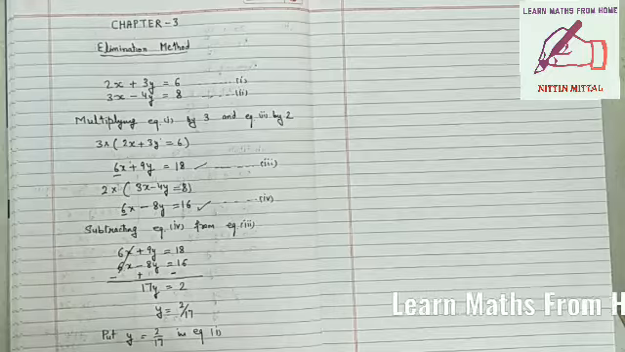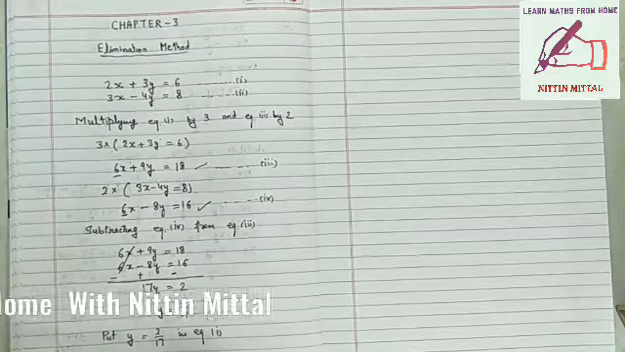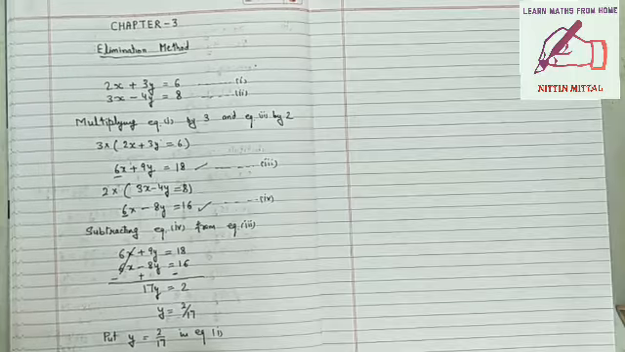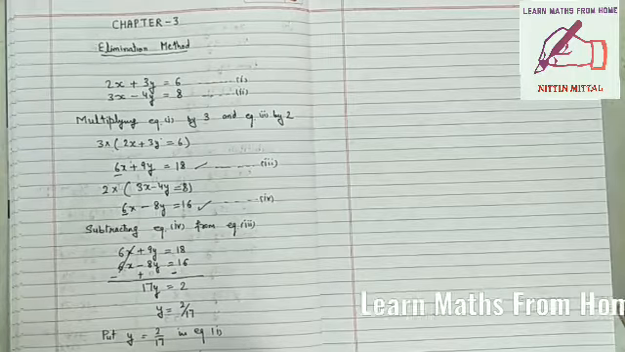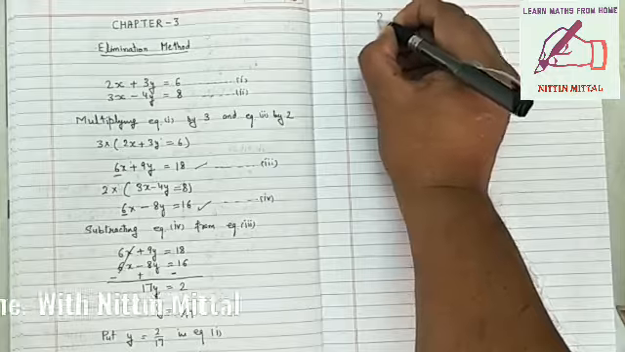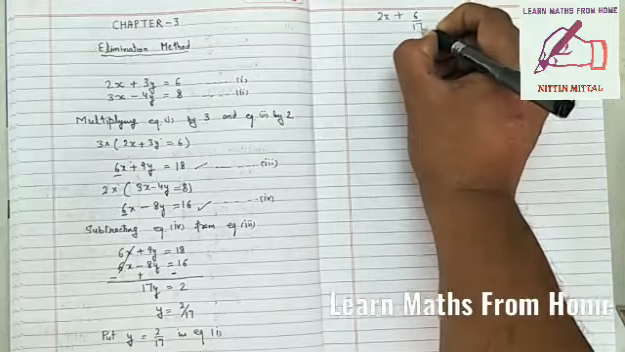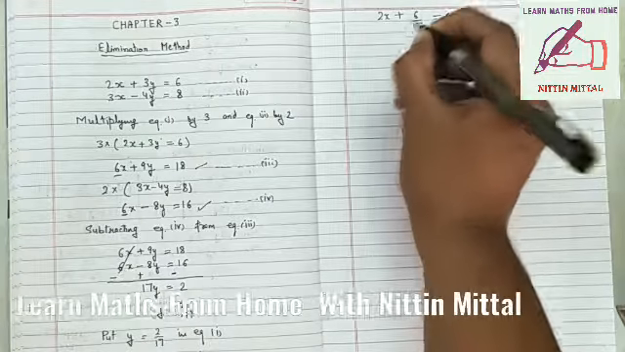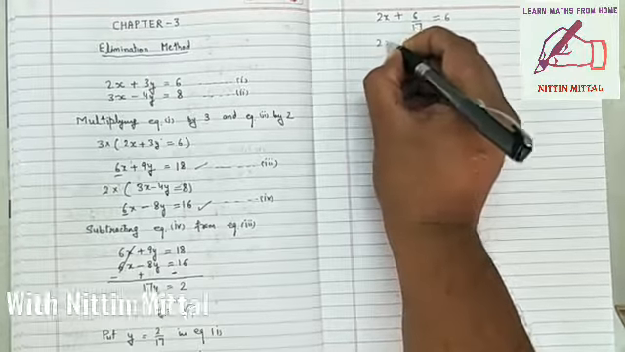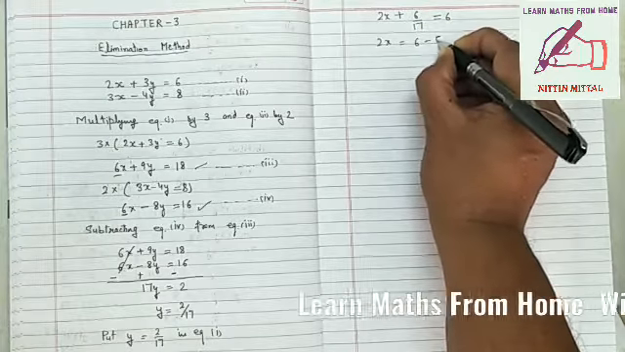What will happen? You have 2x plus 3y, so 3 into 2 by 17, equal to 6. When you solve it, what will you get? 2x plus 6 over 17 equal to 6. Further, let us solve it. 6 over 17 we will take on the other side.